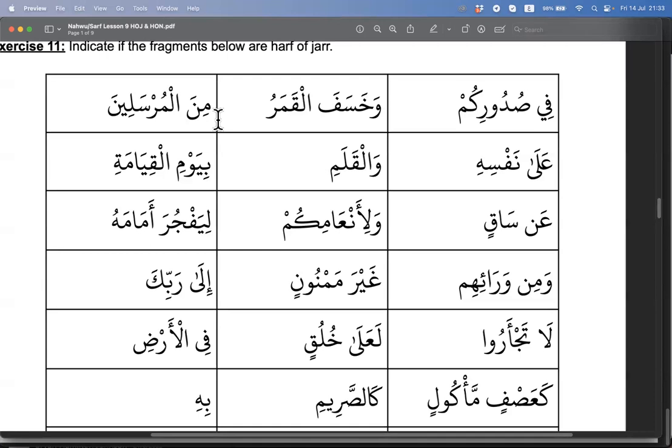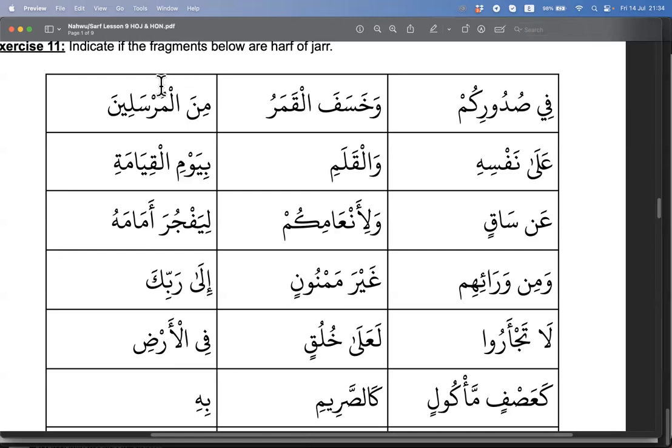Next one. Minal mursalina. What is our half of jar? Here the half of jar is not fi, it's Mina, no, it's actually min. When the half of jar min comes with alif lam, we have to connect it, and we have to put a fathah here.